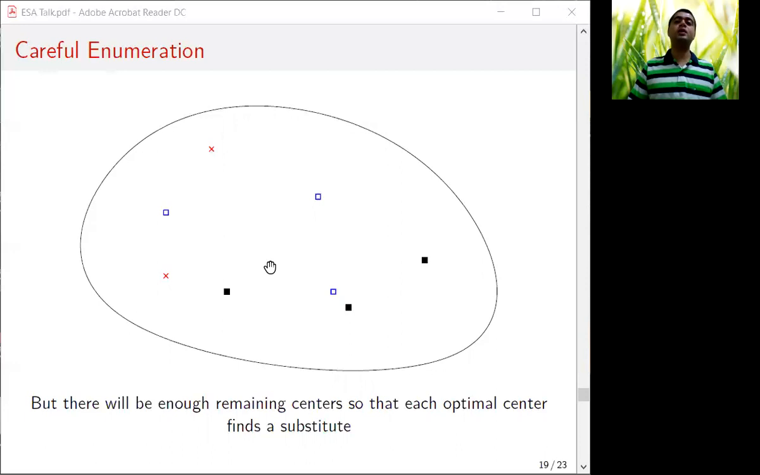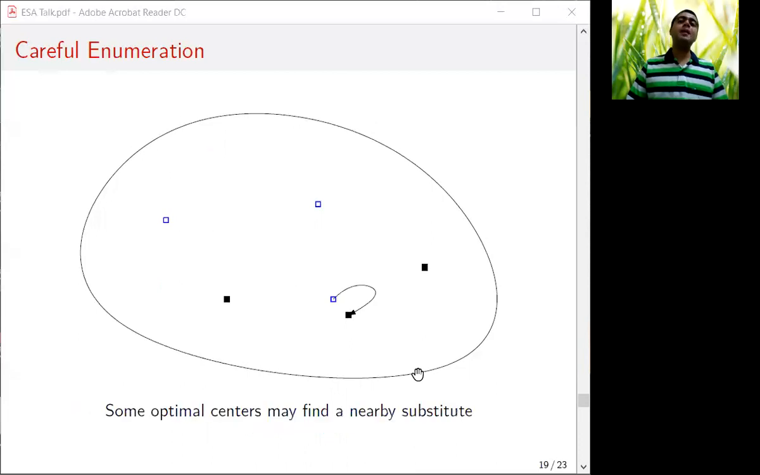But again, let's just assume that we correctly guess the bad subset and get rid of those. Remember that we started from a set of size k, so the number of all these guesses is purely a function of k. The property of this replacement set is that even after getting rid of the bad subset, we'll still be left with enough locations so that every optimal center will find a unique replacement. We started from 3 optimal centers here, so we'll be left with at least 3 replacement locations. We now just map every optimal center to a unique replacement location.